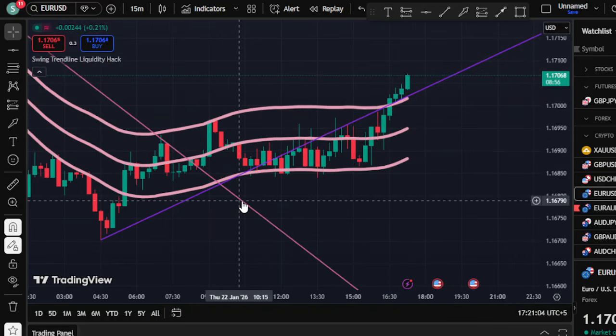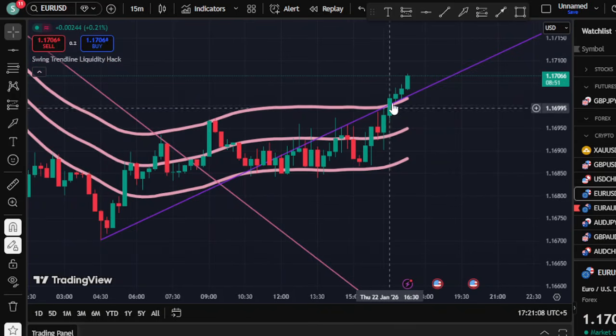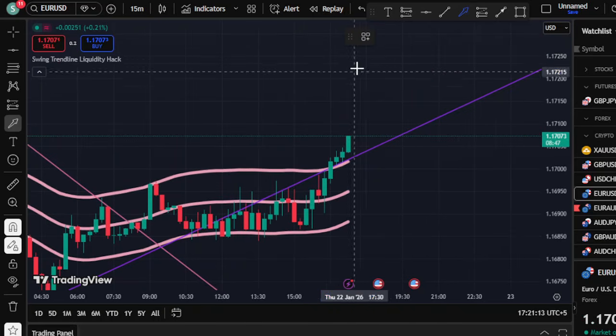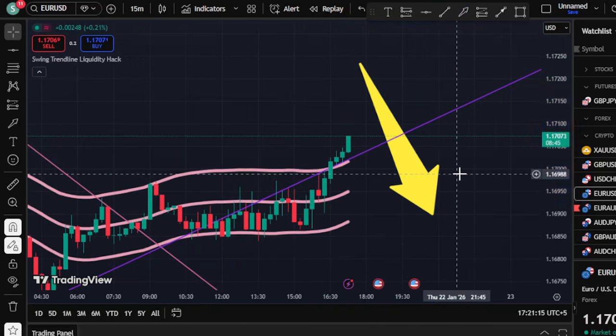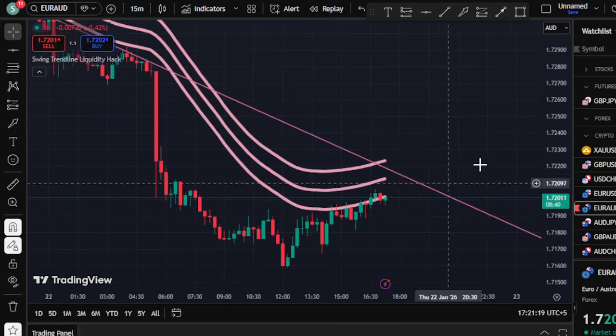Now you can see the pink trend line was there. Price was inside, and then you see the bullish breakout. When the price takes a U-turn, what will happen after the U-turn? The price will go down, because this is the main concept of this indicator. Now let me show you more examples.